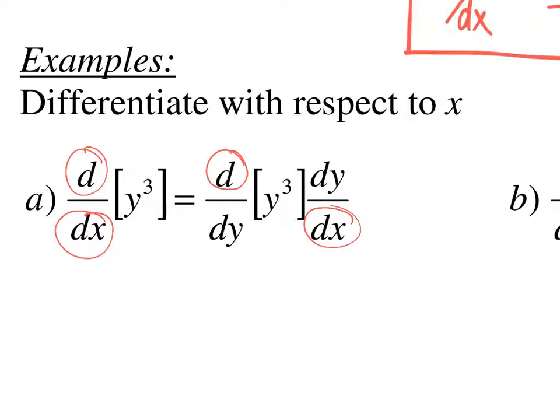So if I were differentiating this, what's the derivative of y cubed with respect to y? It's just 3y squared. But, chain rule, you have to multiply by dy/dx. So that is the derivative of y cubed with respect to x, and that is your answer. So it's 3y squared dy/dx.